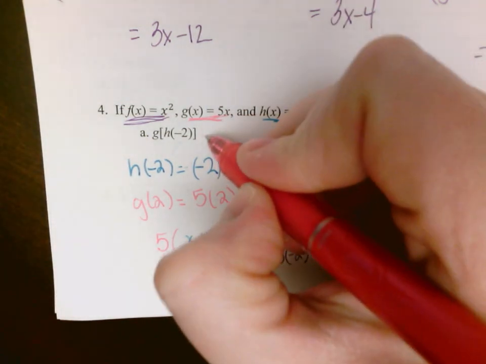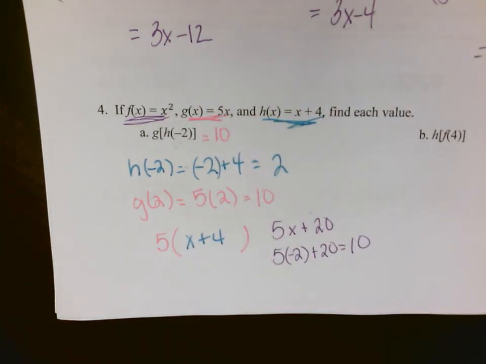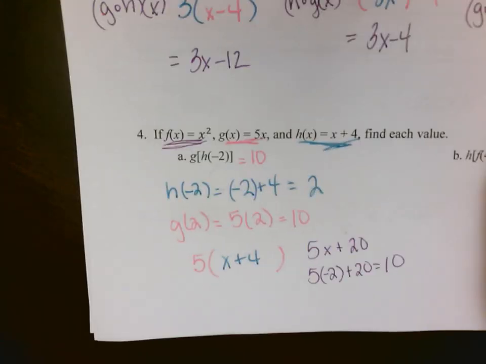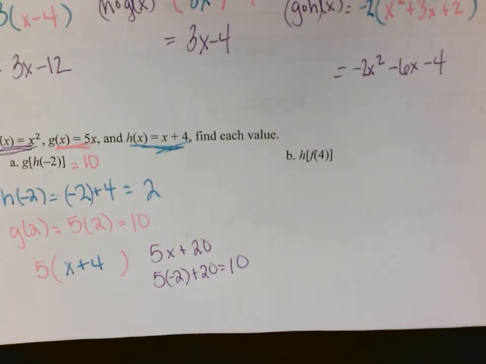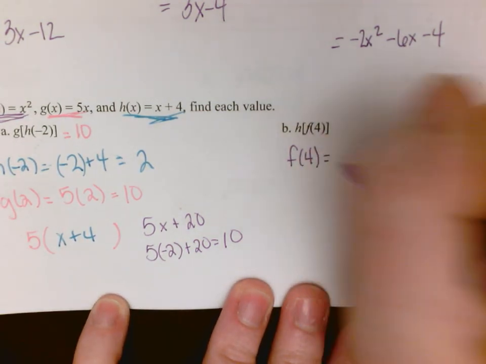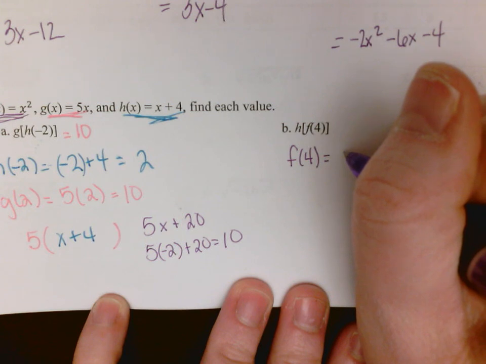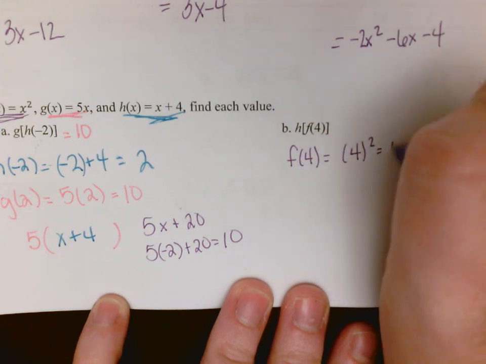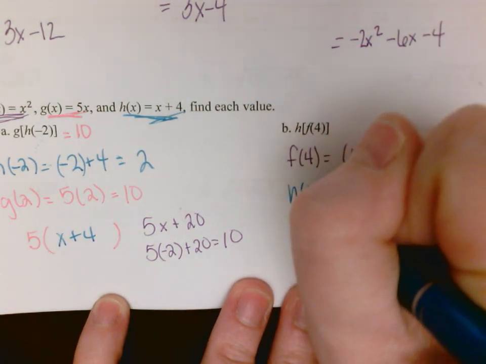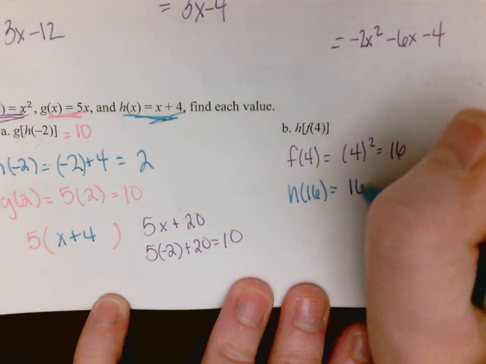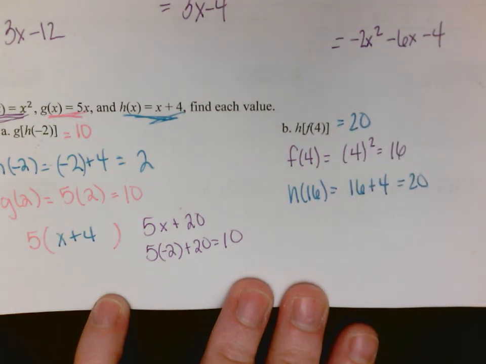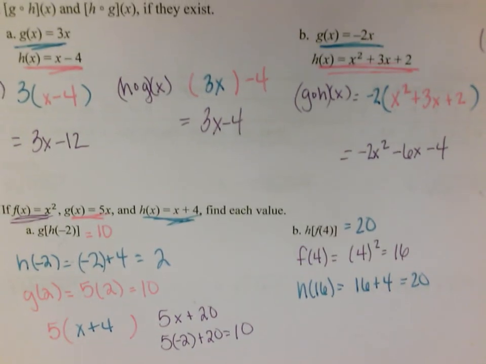This is your final answer, so this equals 10. You can do it the purple way with this and this here and still get the same answer, but I'm not going to make you do that. So F of 4: 4 squared equals 16, and then I'm going to go into H. H of 16 equals 16 plus 4, which equals 20, so this answer equals 20. That's all I'm asking you to do. So that's the first part.